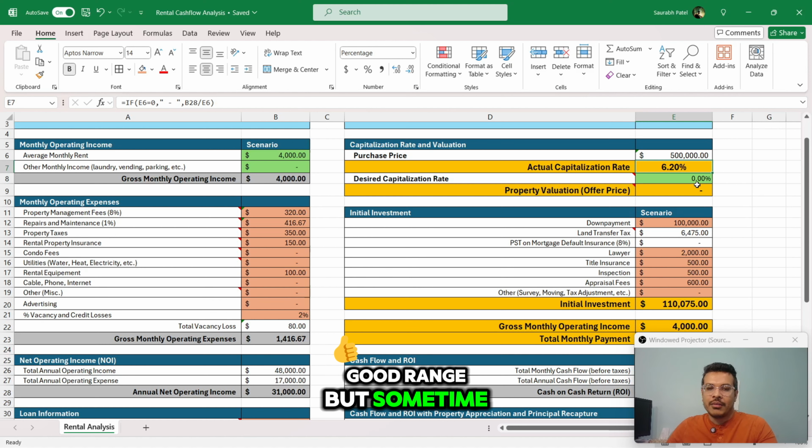But sometimes when you are purchasing a property and you want to put an offer on that property, you have a certain cap rate in mind.